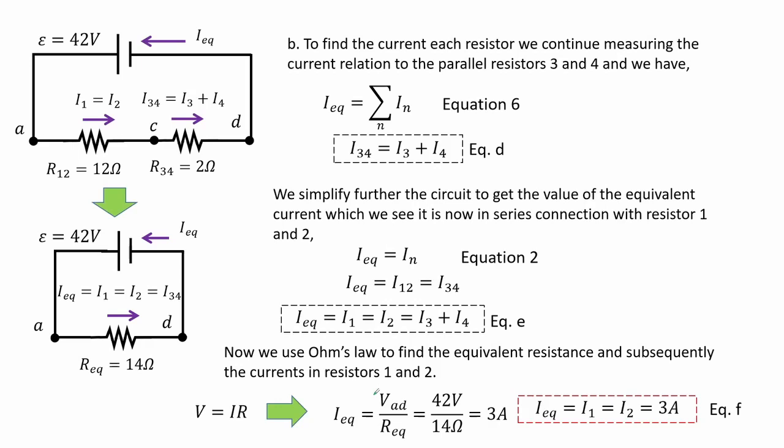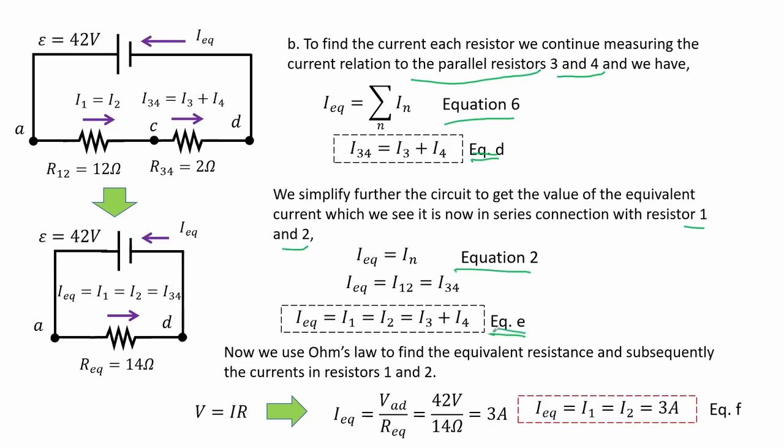For letter B, to find the current of each resistor, we continue measuring the current in relation to the parallel resistors 3 and 4, and we use equation 6 to get the relationship of the currents shown in equation D. We further simplify the circuit to get the value of the equivalent current, which we see is now in series connection with resistors 1 and 2 using equation 2. We get the relationship of the currents shown in equation E.